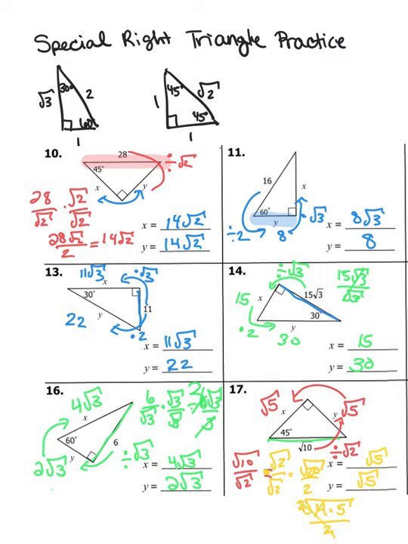My two 2's cancel out, and I'm left with the square root of 5. So either way, I end up with the same answer.